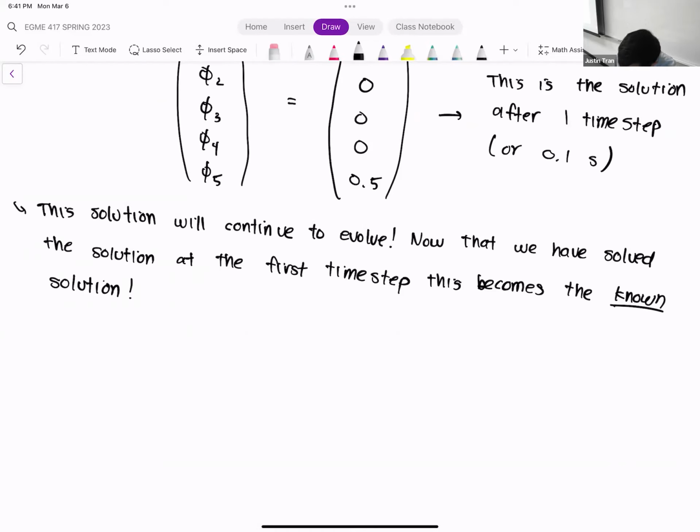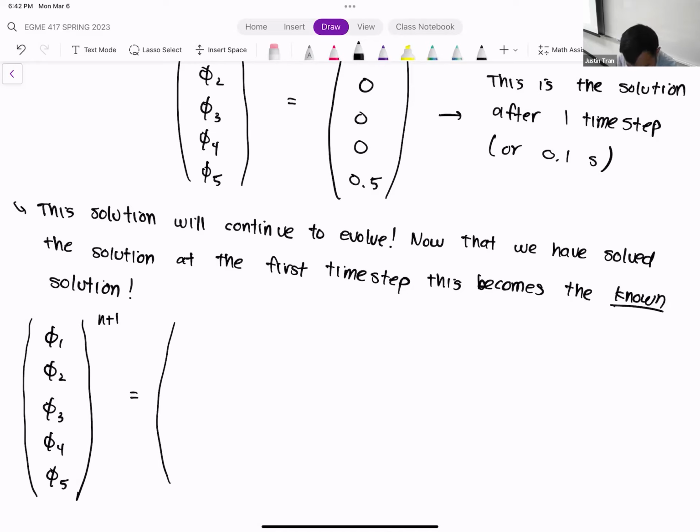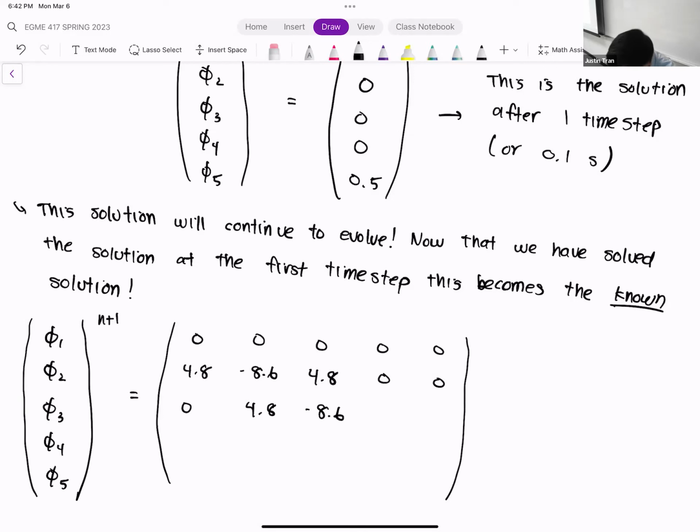So let's see how that looks. If we go back to our original matrix equation, we have phi1, phi2, phi3, phi4, phi5 at n plus 1 is equal to our matrix, which is 0, 0, 0, 0, 0; 4.8, minus 8.6, 4.8, 0, 0; 0, 4.8, minus 8.6, 4.8, 0; 0, 0, 4.8, minus 8.6, 4.8; 0, 0, 0, 1, 0.